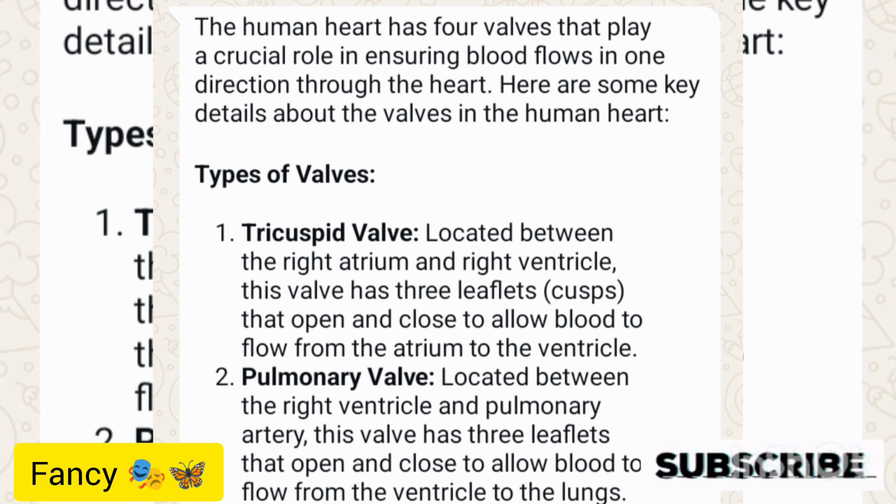And there is a pulmonary valve. It is located between the right ventricle and the pulmonary artery. This valve also has three leaflets and it also opens and closes to allow the blood to flow from the ventricle to the lungs for purification.